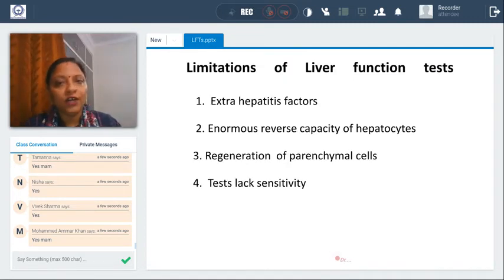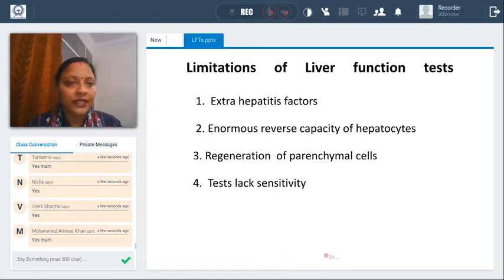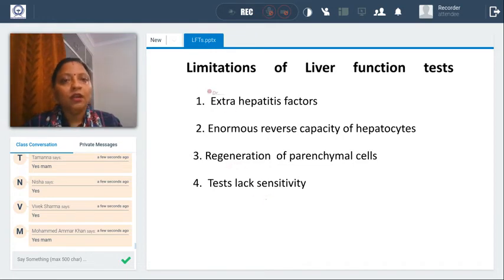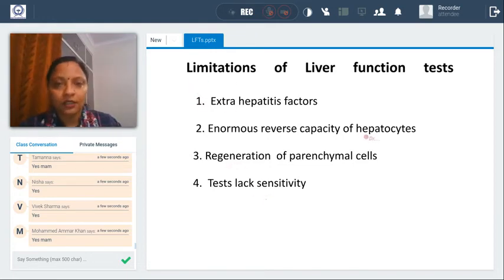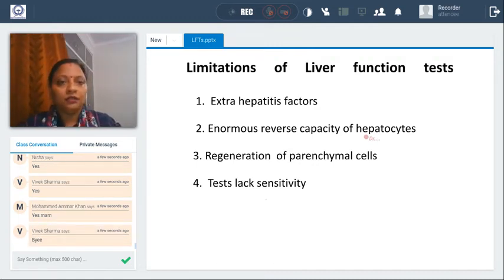What are the limitations of liver function tests? I have tried to cover all the important liver function tests. These are the limitations of liver function tests. First is extrahepatic factors, meaning except liver, there are many factors like nutrition and all. They affect the liver functions. There is enormous reserve capacity of hepatocytes. You all know they have the capacity of regeneration of parenchymal cells, and various tests lack sensitivity. So these are the limitations of liver function tests.